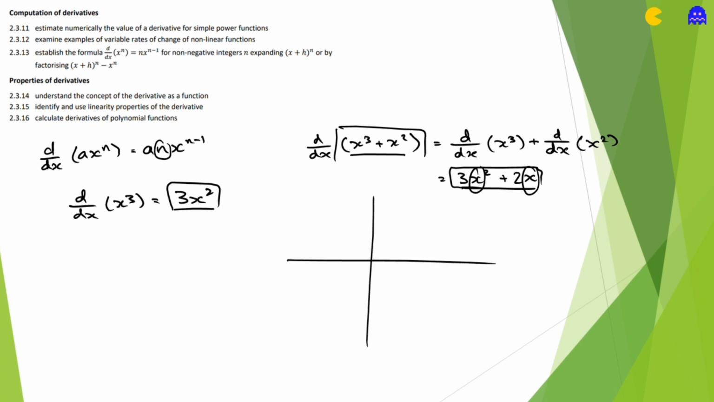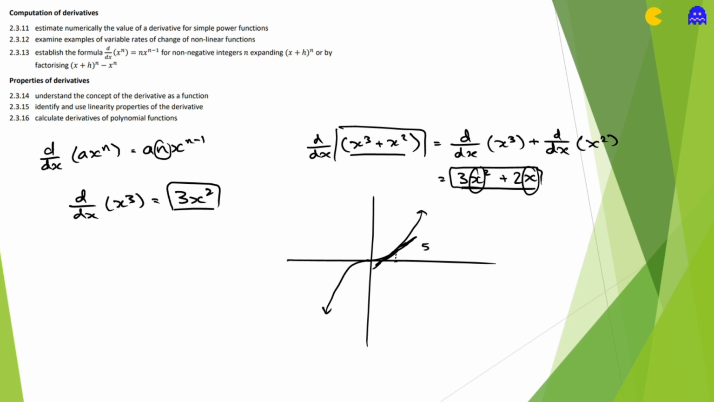And so if we have x cubed plus x squared and it looks something like this, and we're looking at the point 1, maybe it looks something a bit more like this, maybe. And we're looking at the point 1. We know that the gradient here at the point 1 will be equal to 5. The gradient of this tangent will be equal to 5. That's what this derivative tells us.